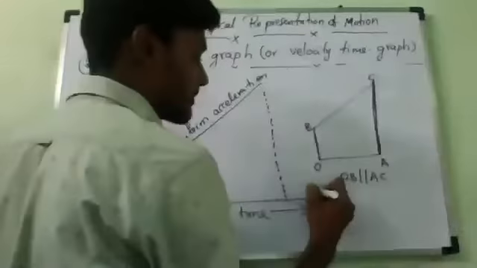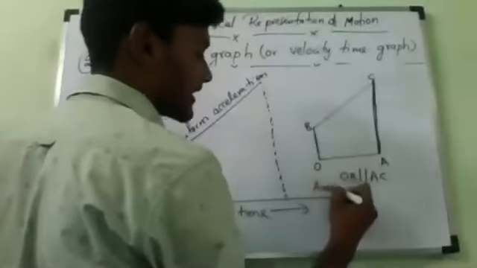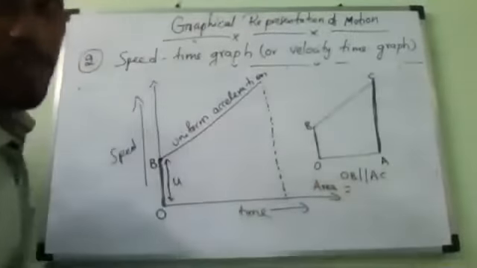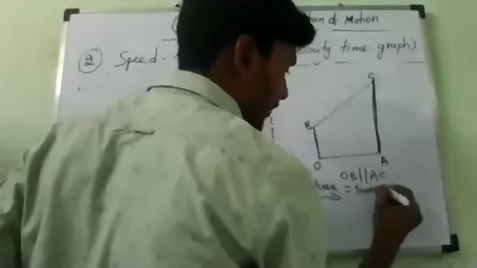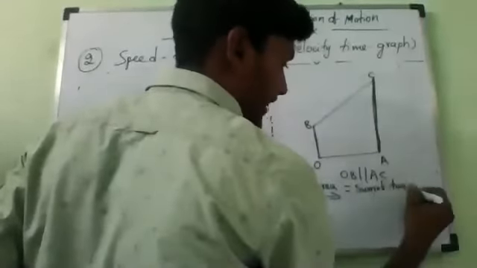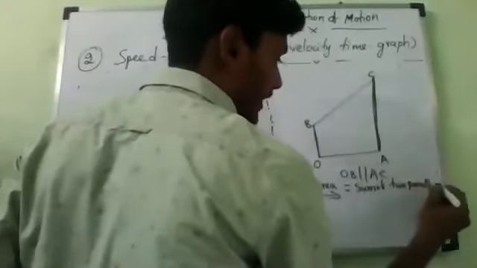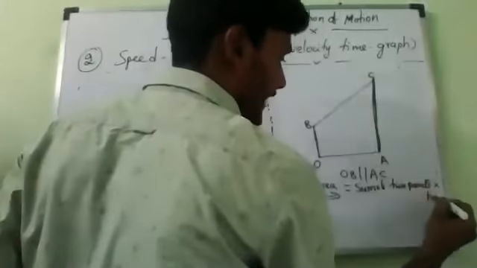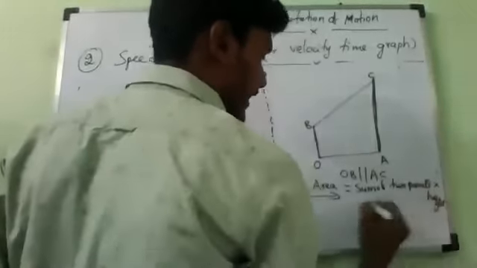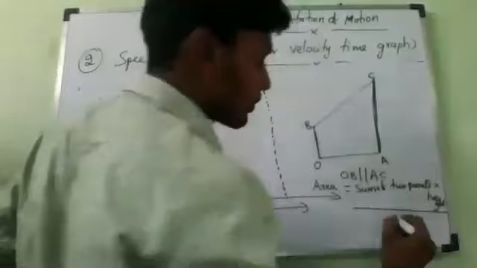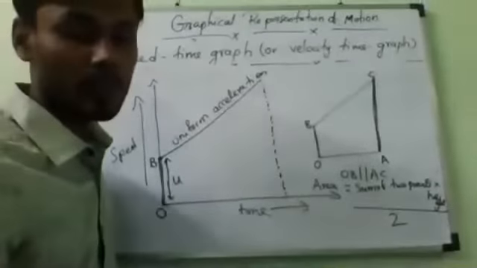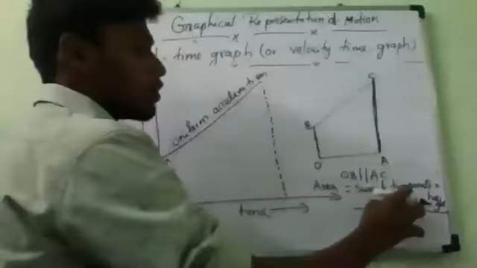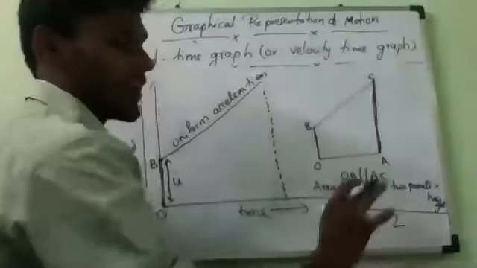So area of a trapezium is equal to the sum of two parallel sides into height divided by 2. You may remember, correct? Sum of two parallel sides into height divided by 2. Is it yes or no, Pradosh? Understand or not?